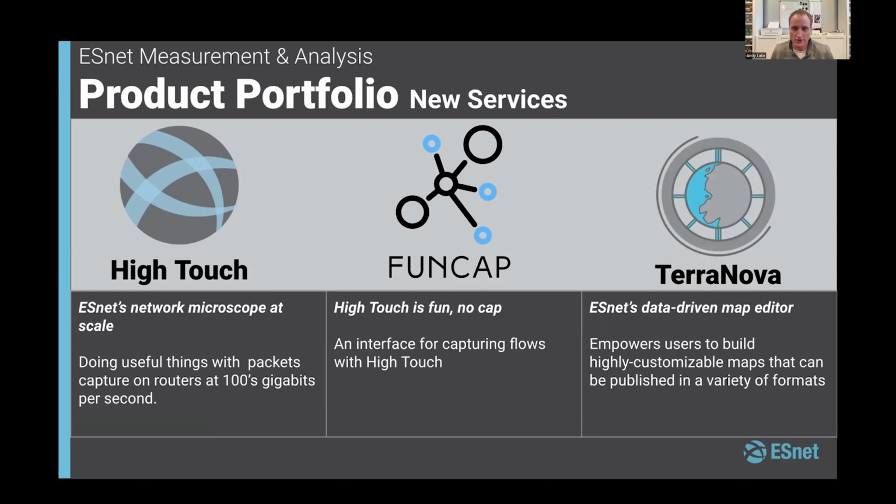And then there's a couple of newer things that we're working on. Some of these are still in development. High touch probably belongs on that first slide, but you may have heard Yatish Kumar from ESnet talk about it in the past. Basically we've got these FPGAs in servers at all the routers, getting mirrored traffic, and can do essentially Wireshark at each router, and then do cool analysis with it. We have a project called FunCap, which is a UI to define those packet captures. And we have a mapping editor that we're developing called Terranova, which I'll show later as well.